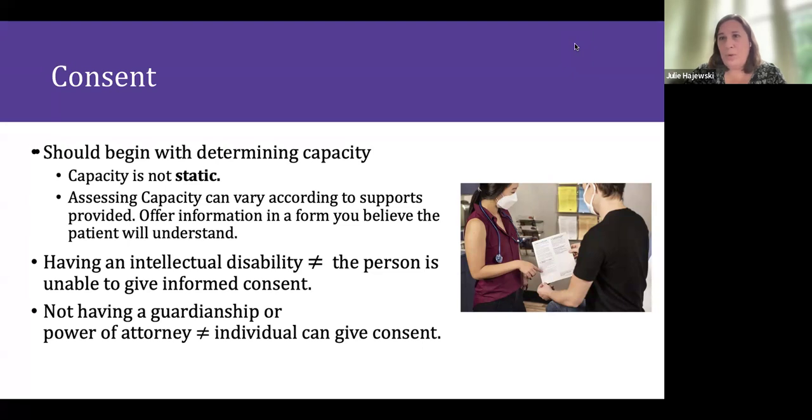So, for example, I have someone who is under guardianship. But when they come into my office and I say, is it okay if I listen to your heart, they're still giving consent and informed consent. And they have the capacity to give that informed consent for that part of their exam.